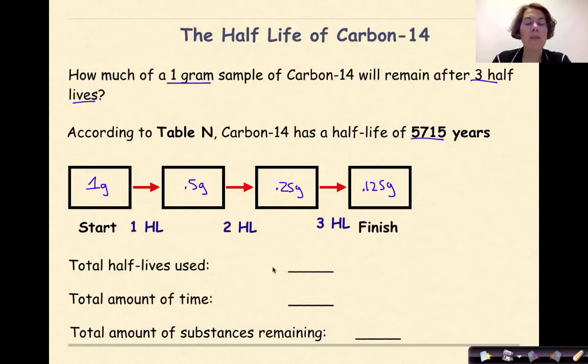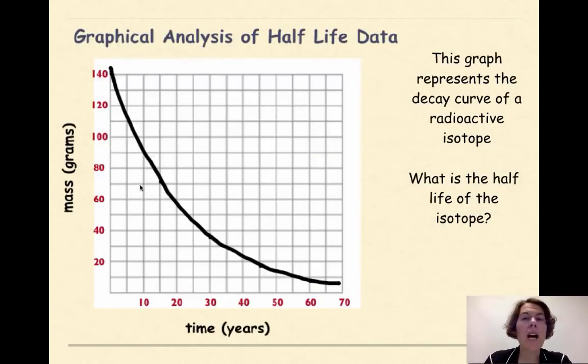So the total half-lives used here is 3. The total amount of time, well, that's taking the number of half-lives that have gone by, which is 3, and multiplying it times 5,715 years, which will give us a grand total of 17,145 years. The total amount of substance remaining, 0.125 grams.